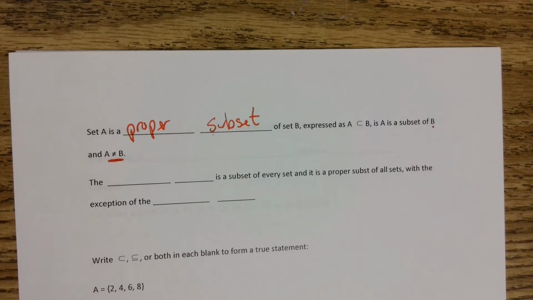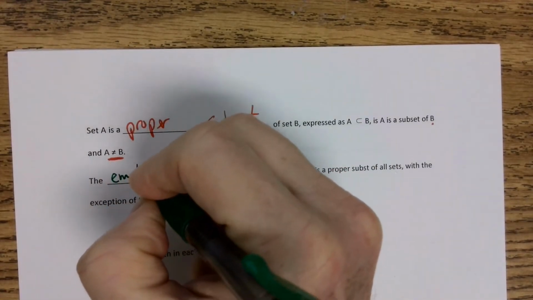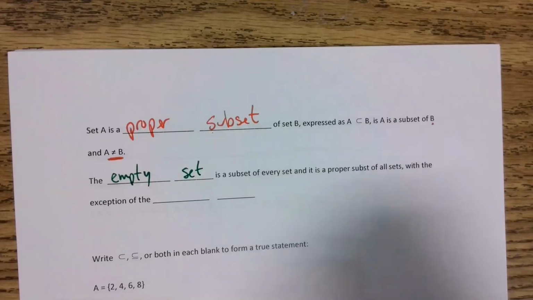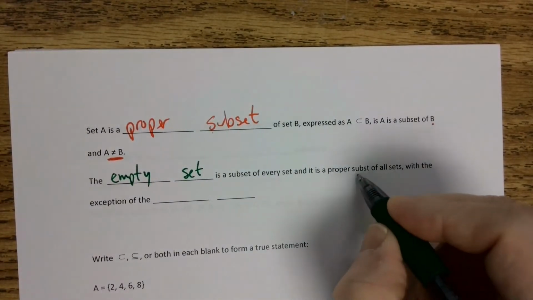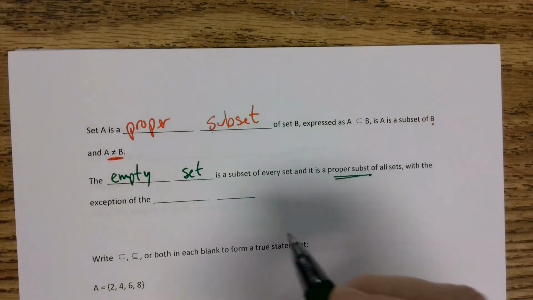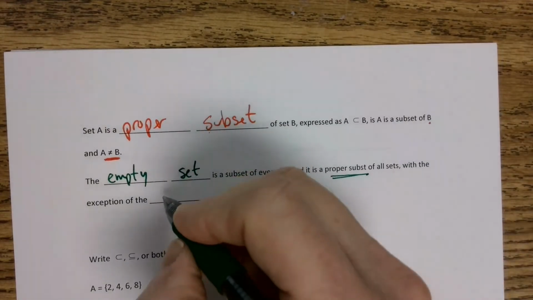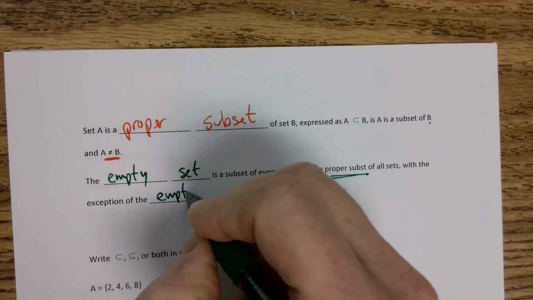Oh, here's that little statement. Okay. The empty set is a subset of every set, and it's a proper subset of all sets. However, it's not a proper subset of itself, or the empty set.